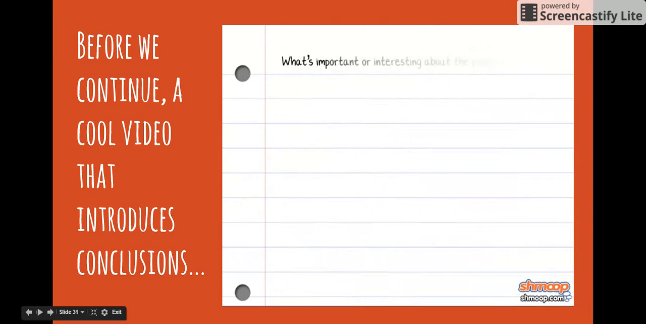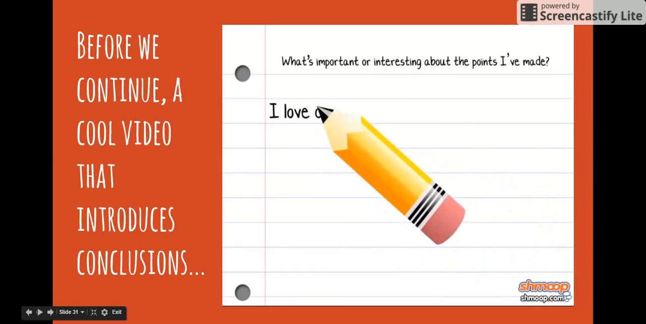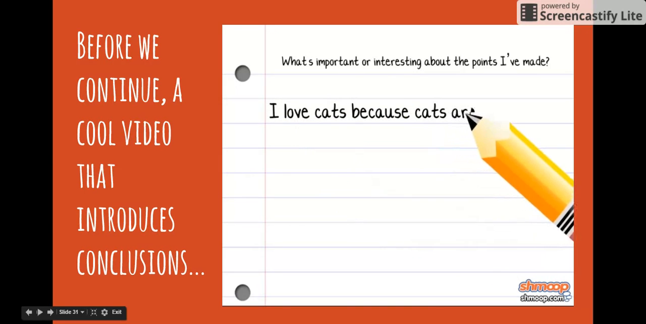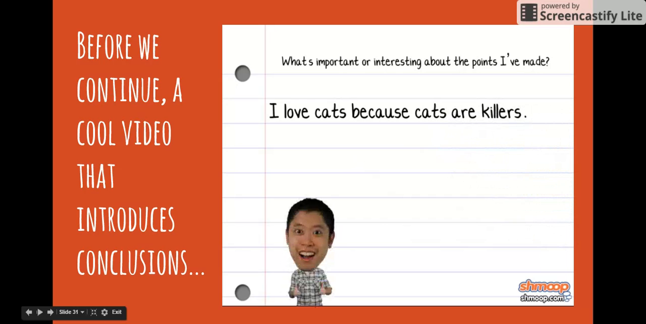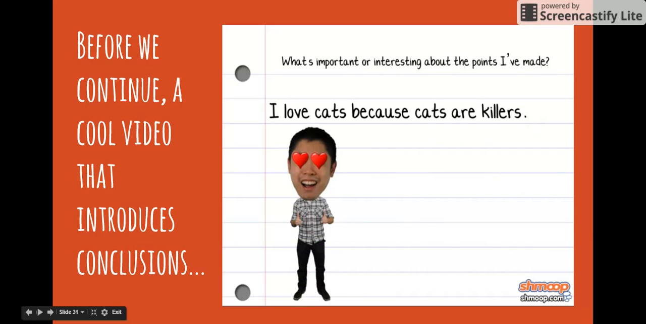What's important or interesting about the points I've made? There must be some reason you chose to write about whatever you chose to write about. Let your interest and passion in the subject matter shine through. Make your reader understand why they should care.